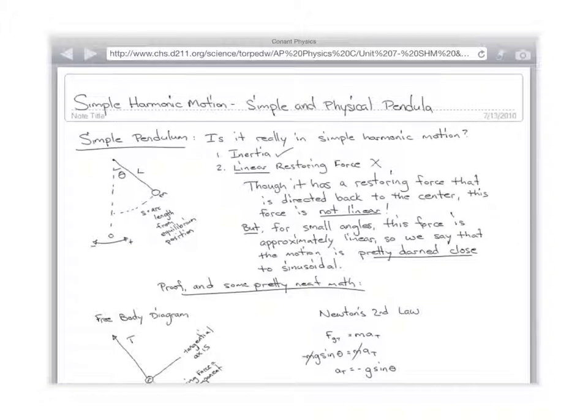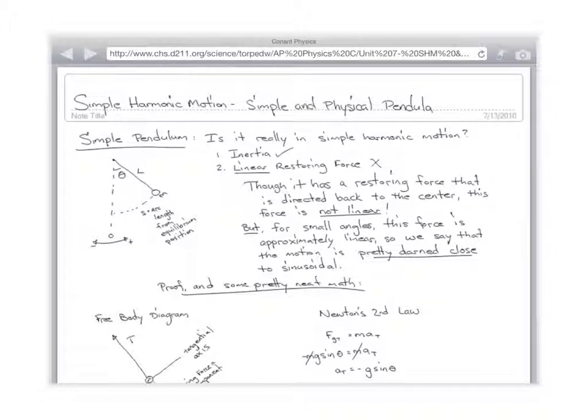Sine. I think it's sine, isn't it? Because if the angle is 0 here and 90 here, then it's maximum at 90 degrees, which would mean it would be sine, right? All right, so it's mg sine theta, right? So if I pull it to 20 degrees, there's a certain amount of mg sine theta.